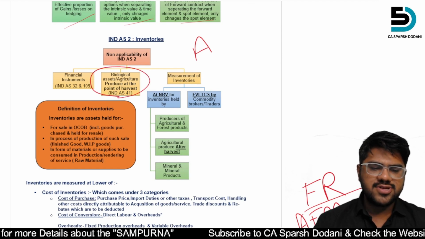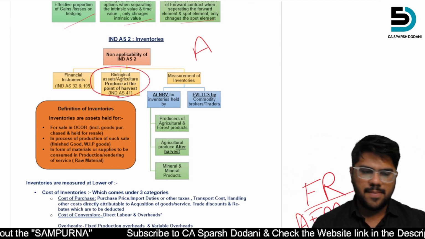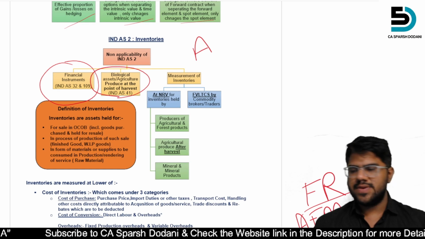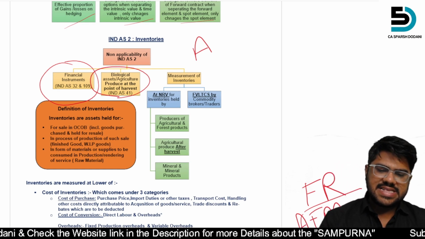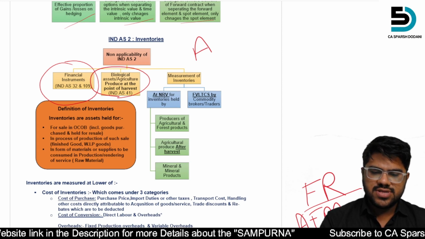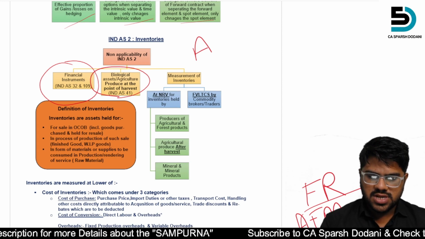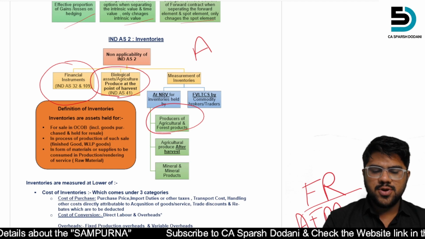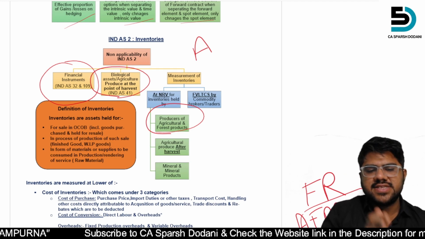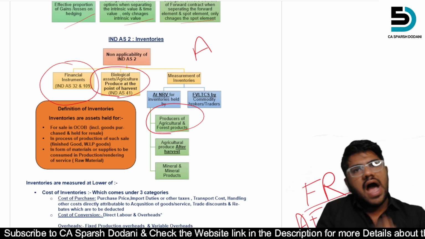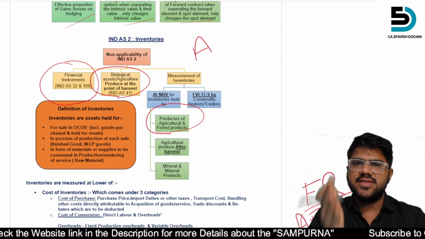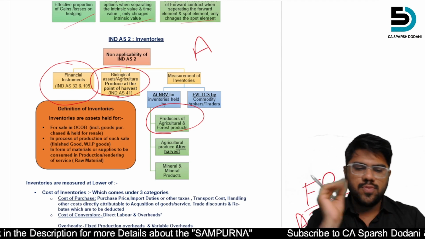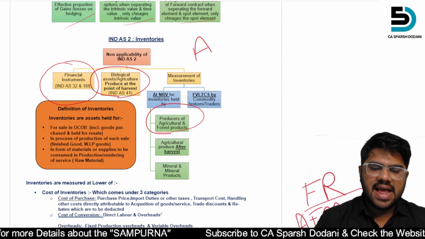Ind AS 41 biological asset agriculture produce वहाँ पे applicable नहीं है. Financial instrument as per Ind AS 32 and 109 उस पर applicable नहीं है. फिर किस तरीके से measurement होता है at NRV, कौन से केसेस में NRV होगा. देखो, agriculture produce at the point of harvest is not covered under inventories. After the point of harvest, जब harvest हो जाता है, that is under the scope of Ind AS 2, but it is realized at NRV.